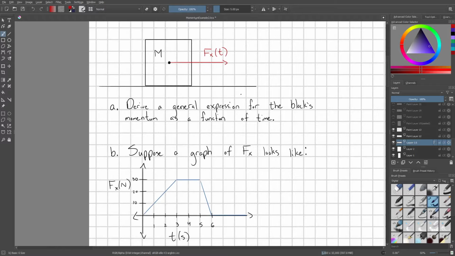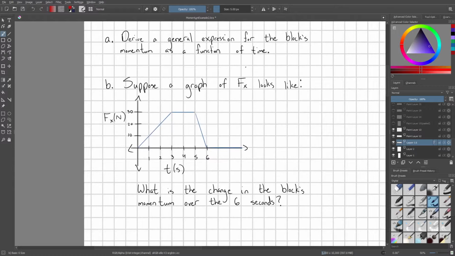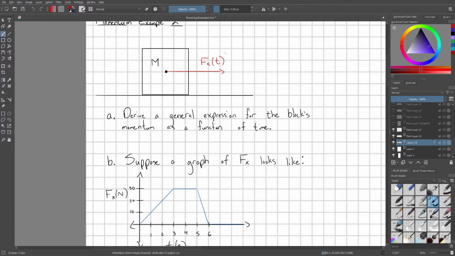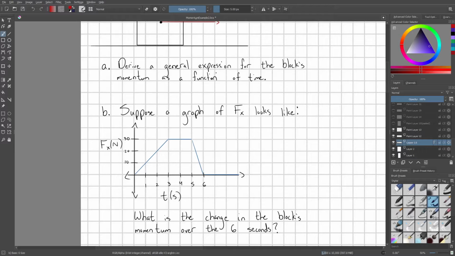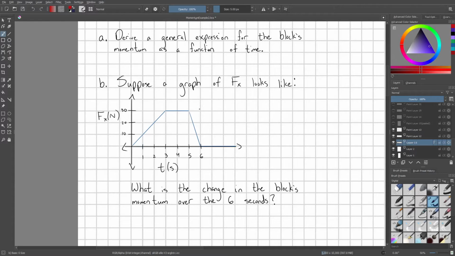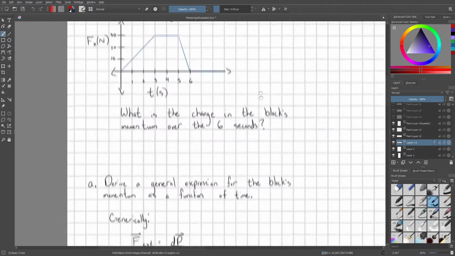So this is a variable force that is pushing the block to the right. For part A, we want to derive a general expression for the block's momentum as a function of time. And for part B, given a specific graph of what Fx looks like, right? Part A, we have no idea what this force looks like. Part B, we're given a graph of what Fx looks like as a function of time. And we want to find the change in the block's momentum over the 6 seconds. All right, let's go ahead and start by addressing part A.